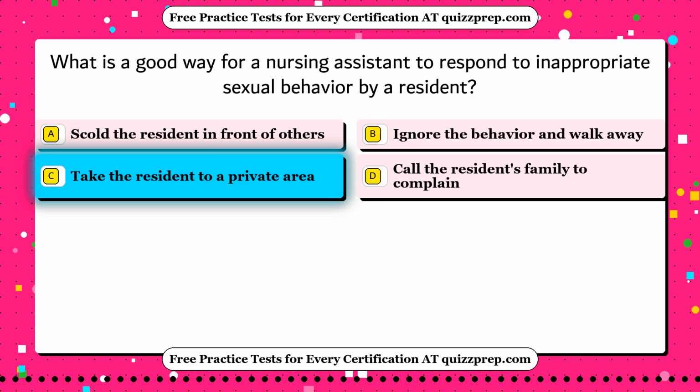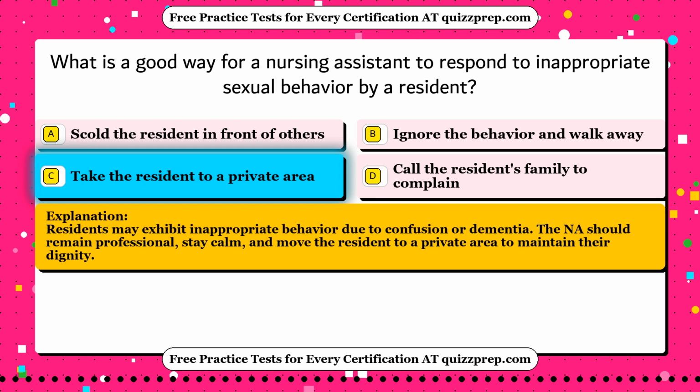The correct answer is option C. Take the resident to a private area. Residents may exhibit inappropriate behavior due to confusion or dementia. The nurse should remain professional, stay calm, and move the resident to a private area to maintain their dignity.